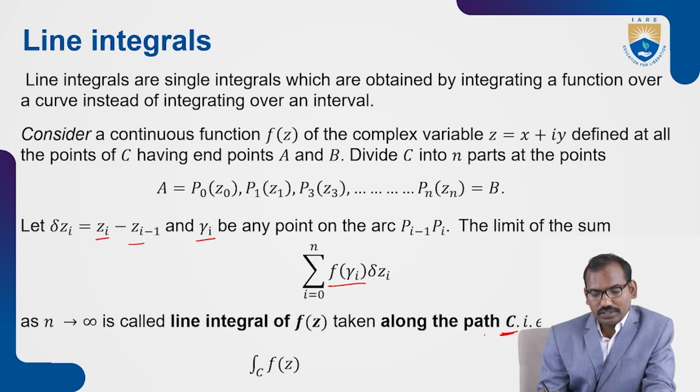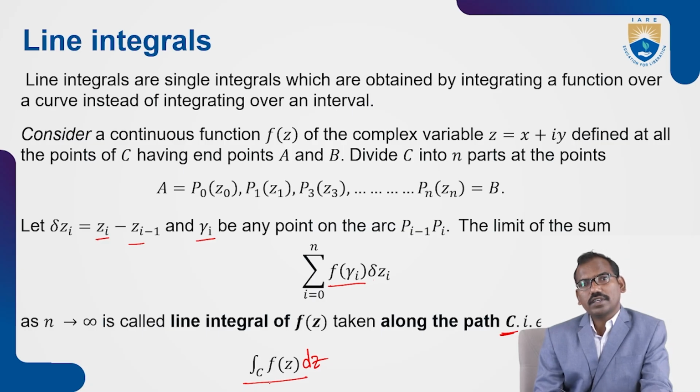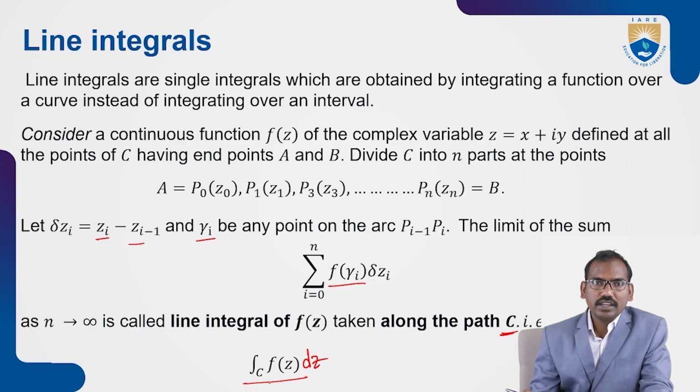So this we are denoting with integral over C f(z) dz. This we call the integral of the complex function f(z) over the curve C. This is the definition of the line integral of a complex function f over the curve C.